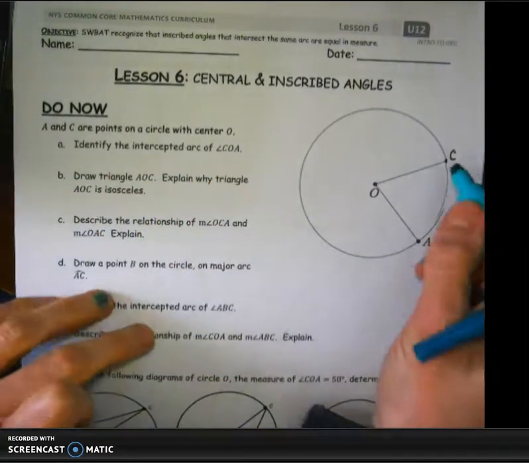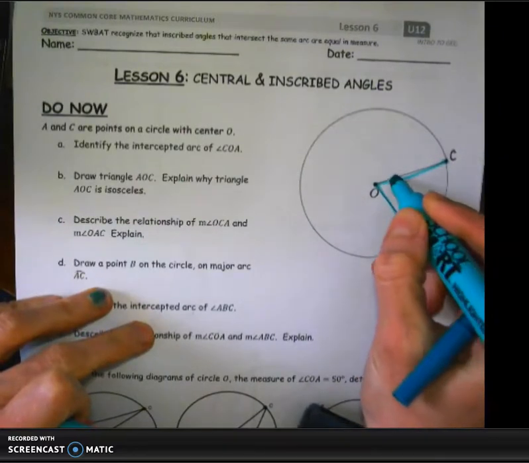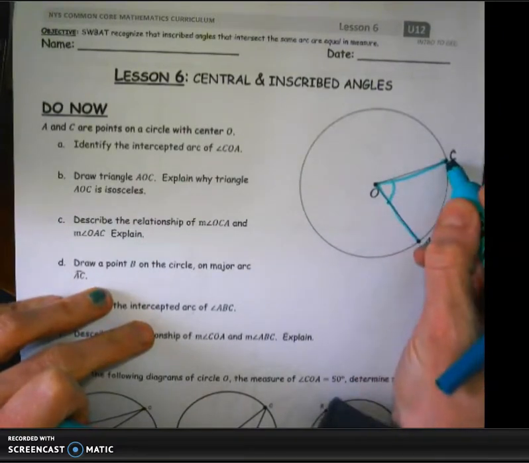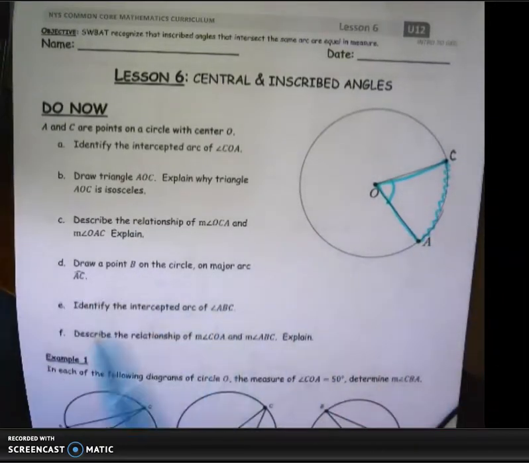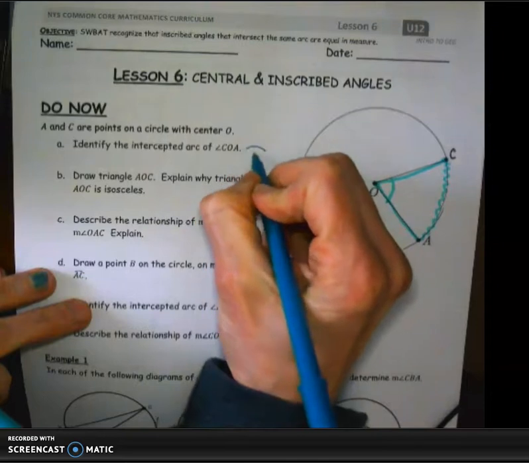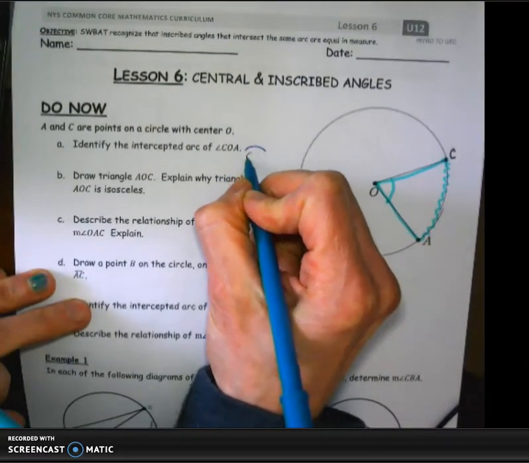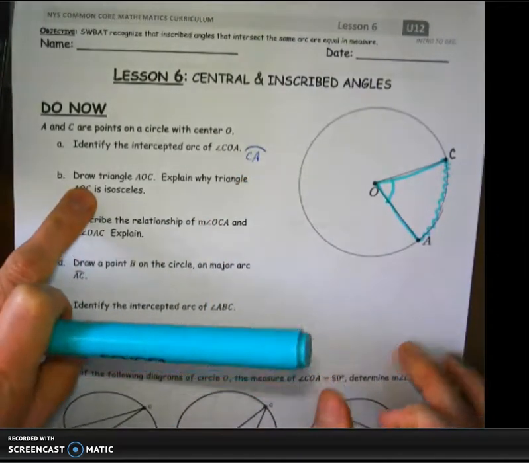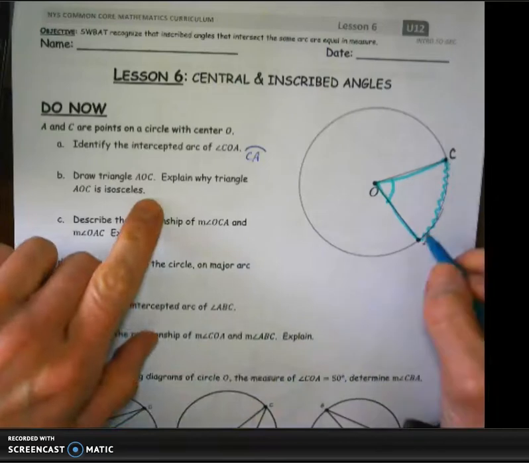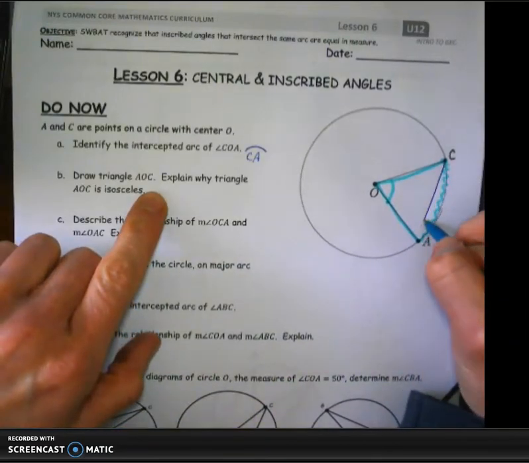So if I highlight COA, we're talking about this angle here, and the intercepted arc is the arc that it opens up to. I kind of think of it like a Pac-Man. So it's going to be arc. This symbol here represents the word arc, and then underneath it we write CA. Next it says draw triangle AOC. So AOC then connects C back to A.